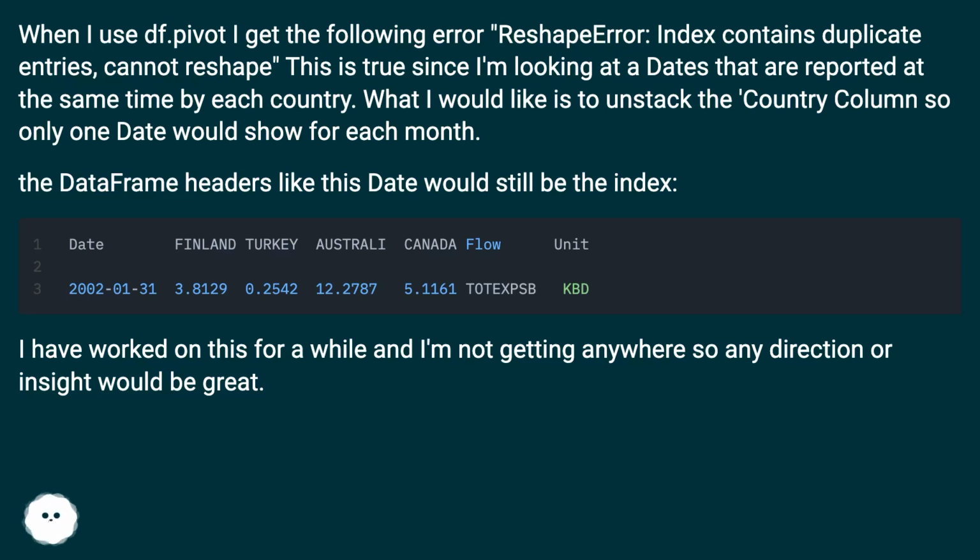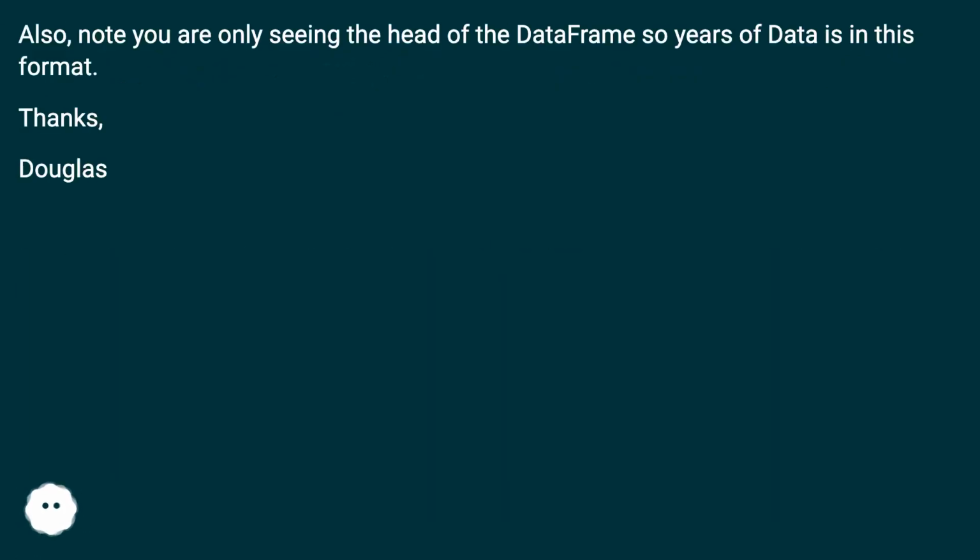I have worked on this for a while and I'm not getting anywhere, so any direction or insight would be great. Also, note you are only seeing the head of the data frame, so years of data is in this format. Thanks, Douglas.